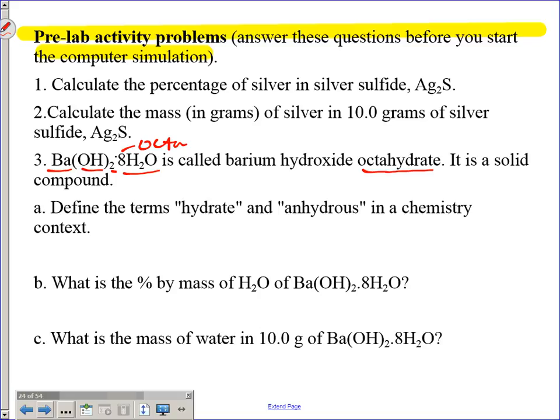How do you name your hydrates? We've had 2 or 3 examples like that so far. Not too many yet, so I'm just kind of giving you some new information. So when it has the waters embedded in the formula like that, we call it a hydrate.